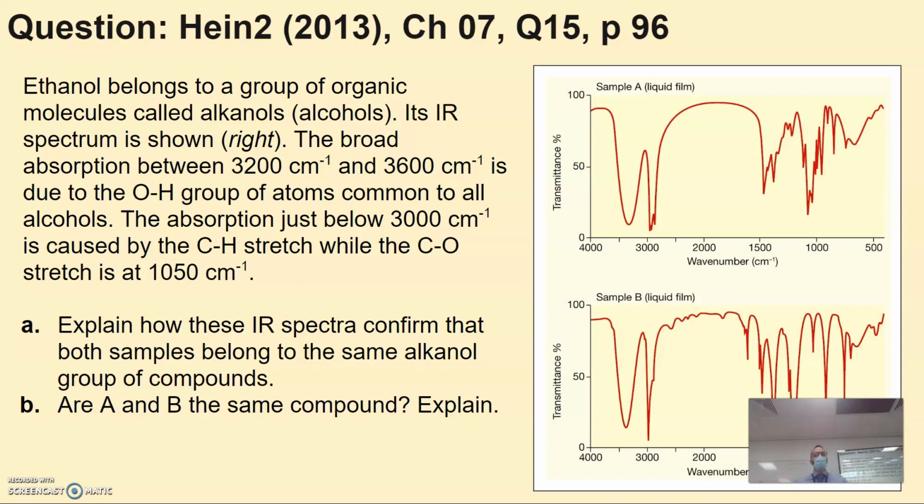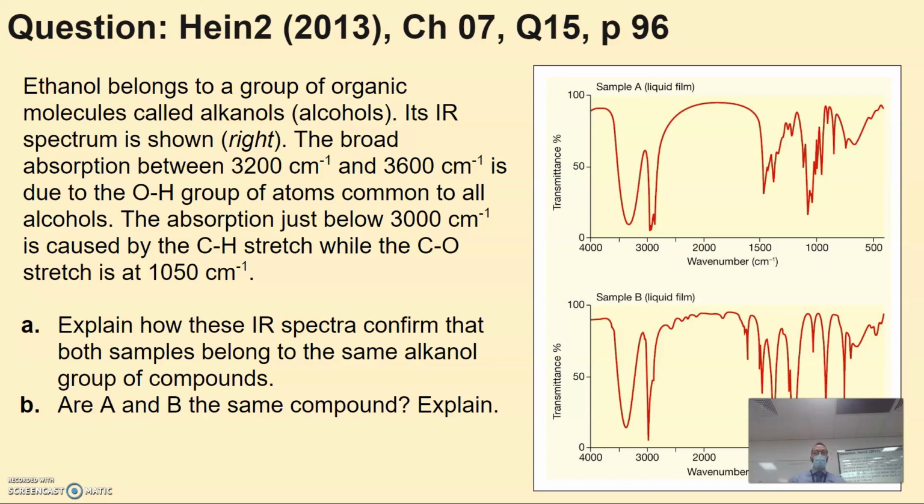Okay, ethanol belongs to a group of organic acids. IR spectrum is shown on the right. The broad absorption between 3200 and 3600 is due to the OH group of atoms common to all alcohols. Absorption just below 3000 caused by C to H, where the C to O stretch is around 1050. Explain how these two IR spectra confirm that both samples belong to the alkanol group of compounds. Both of these peaks. So, sample A versus sample B. Why do they belong to the same group, the same family, same homologous series?